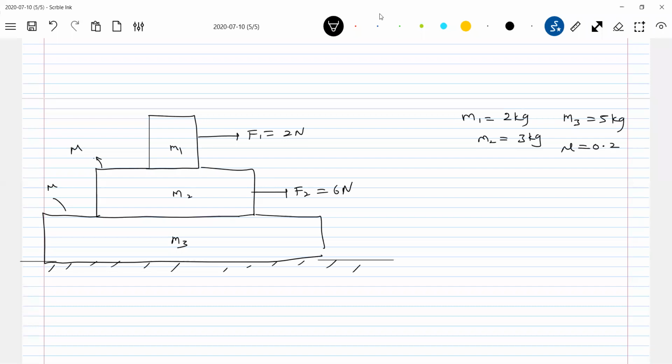So here, look at this. I brought two forces. Don't think that only one force will be there. Even I can apply force on all three blocks also. First calculate limiting frictions. Then you assume one situation and carry on.